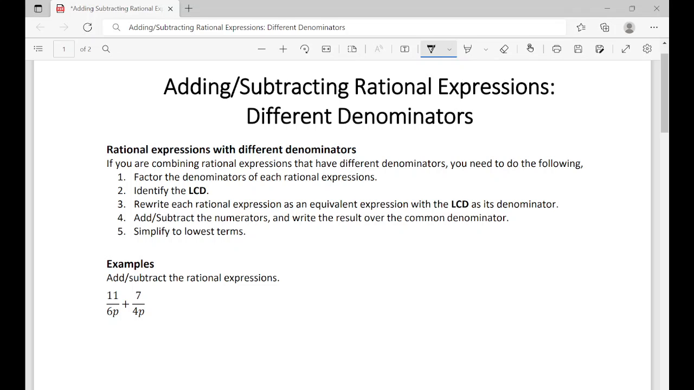When you are combining rational expressions, either through adding or subtracting, and they have different denominators, you need to do the following. First, you need to factor the denominators of each rational expression. Next, you need to identify the LCD.